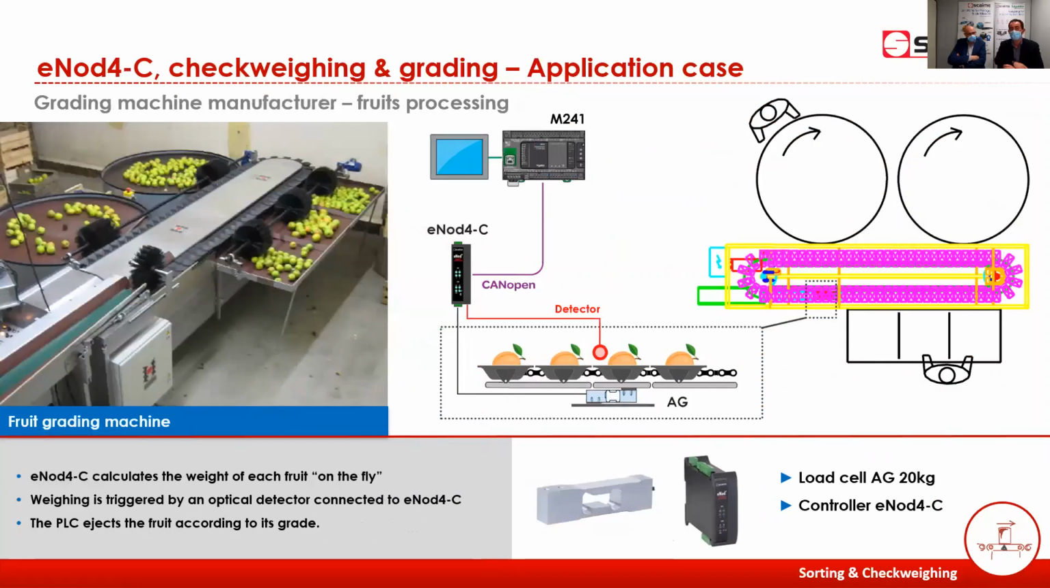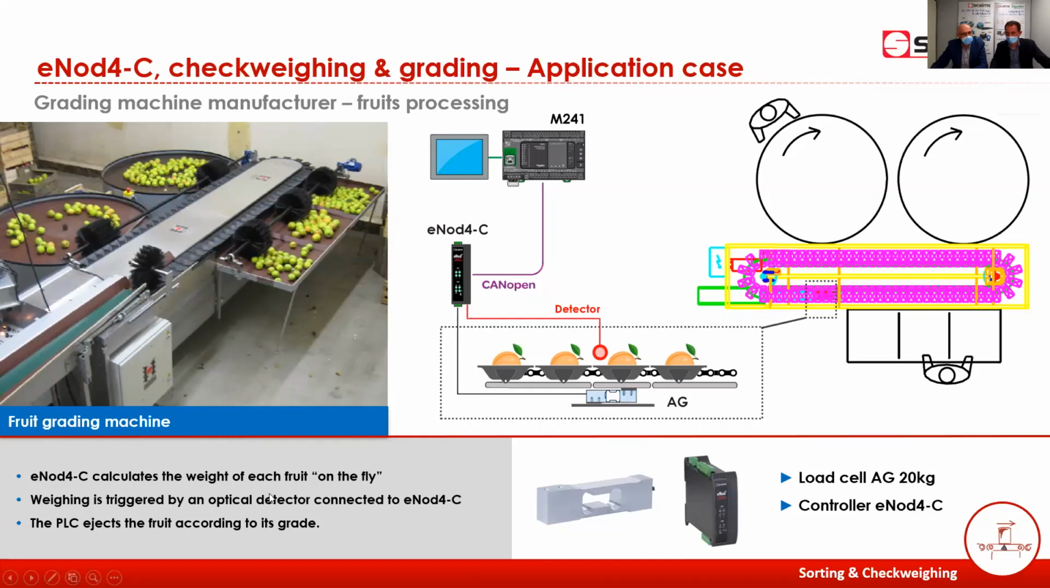So here we have another application which is fully different, but again related to dynamic weighing. This is related to fruit processing and to a fruit grading machine, in which we've used an eNod4C with a CANopen communication to a PLC. And a detector was connected to the eNod4C to start the checkweighing cycle.